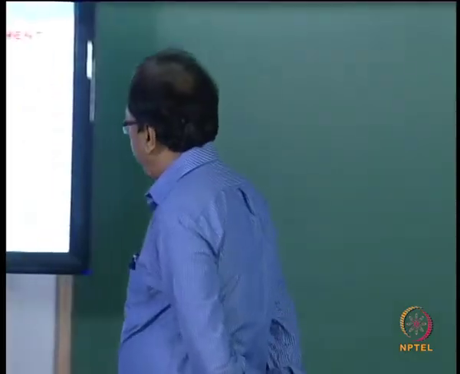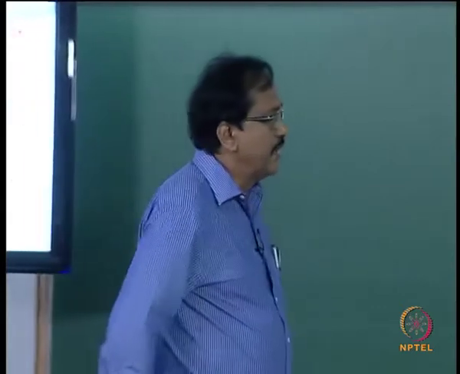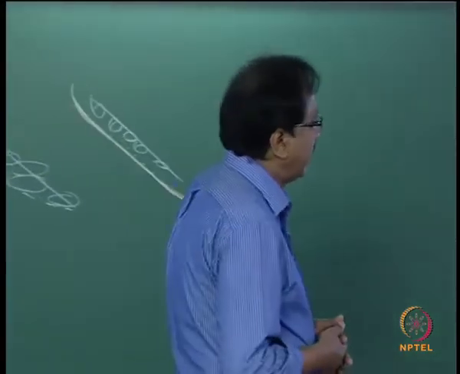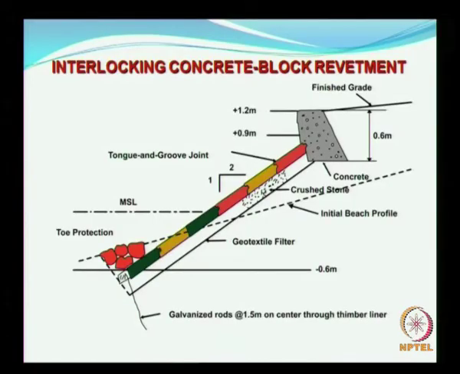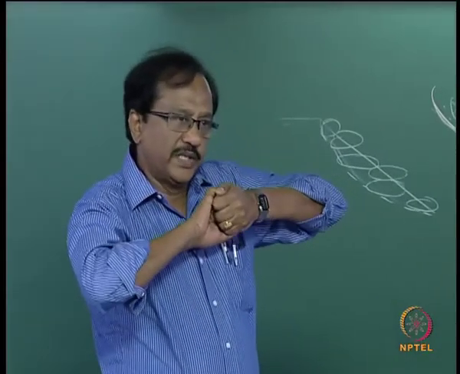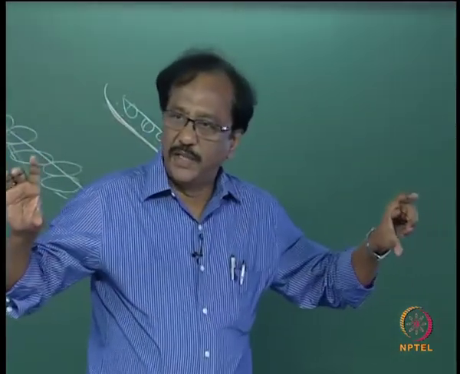So instead of dumping quarry run stones, they have come up with interlocking concrete blocks, as you can see in this. It has a male and female joint, so that it will get glued to each other, and then it will act as a monolithic unit.